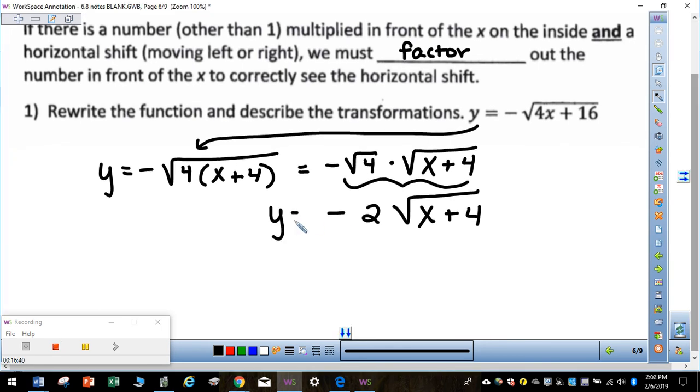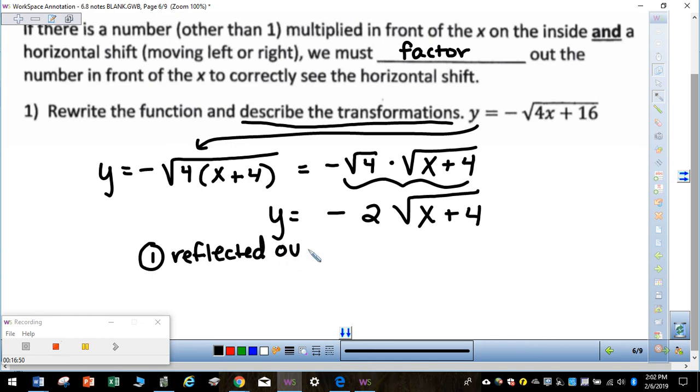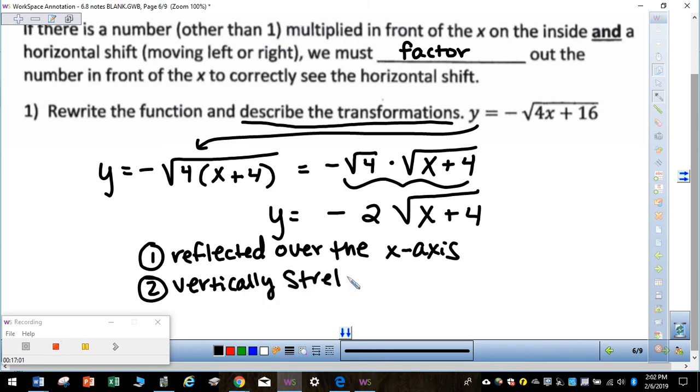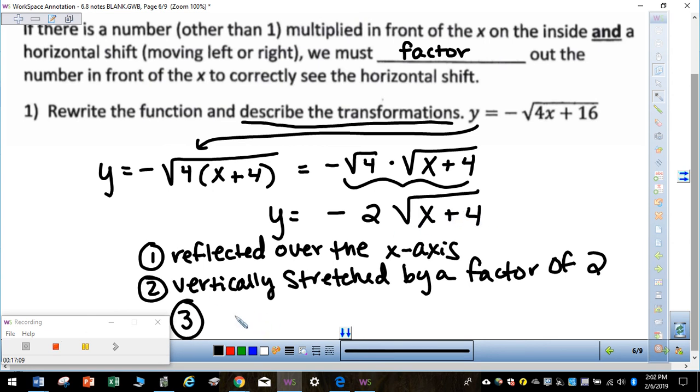So if we were to now describe the transformations as the question is asking us to do, we can say 3 things about this. We can say that the negative in front is causing our graph to be reflected over the x-axis. The 2 means that it's vertically stretched by a factor of 2. And then we can see here that because it's just plus 4 inside of our function part, it's going to move to the left 4 spaces.